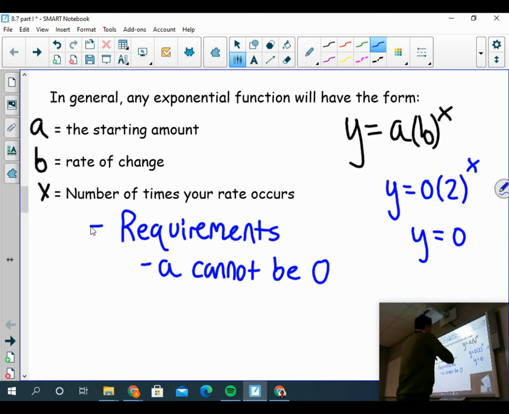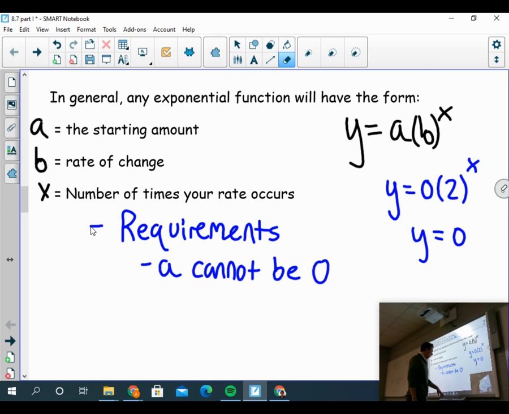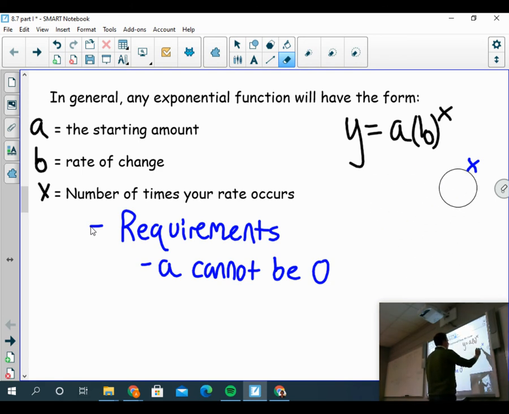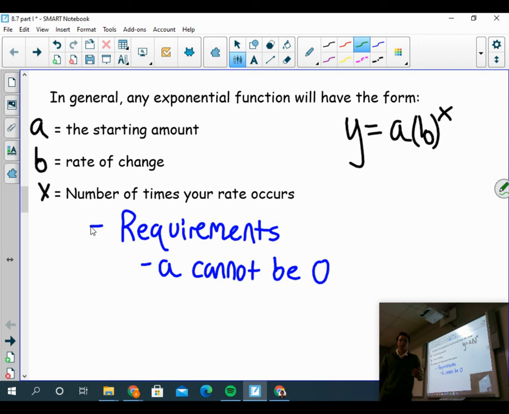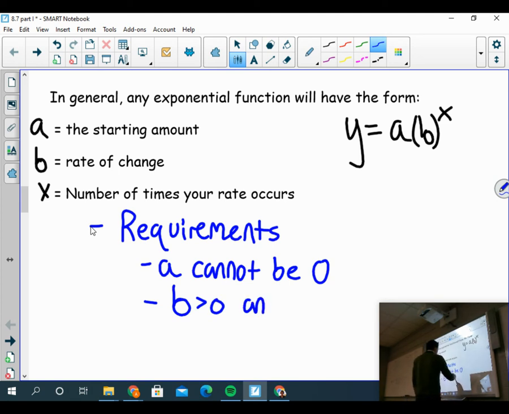Y equals 0 is a horizontal line. It is not an exponential function. It does not produce that curve we are looking for. So a cannot be 0. So even if for some reason you would have something that looks like an exponential function, if that a value, that initial amount, is 0, it will not be considered an exponential function. Okay? Our second requirement, b must be greater than 0 and b cannot equal 1.